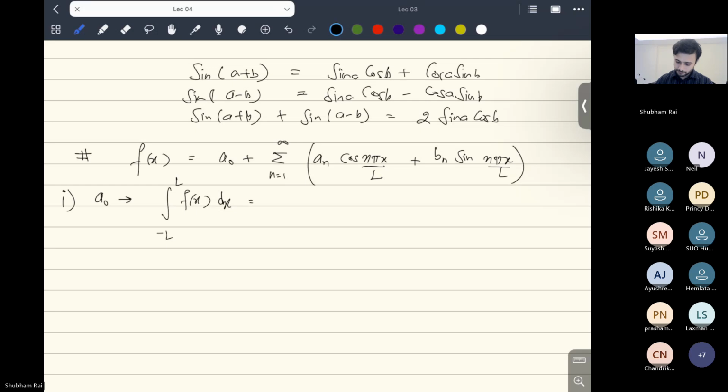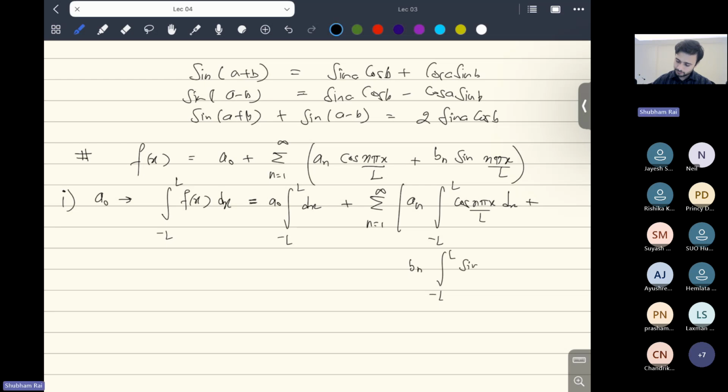So it will be a0 integral from minus L to L dx, plus the sum from n equals 1 to infinity. And then we have an, and we will integrate from minus L to L cosine of n pi x by L dx, plus we will integrate bn from minus L to L sine of n pi x by L dx, right? And then we close the bracket here.